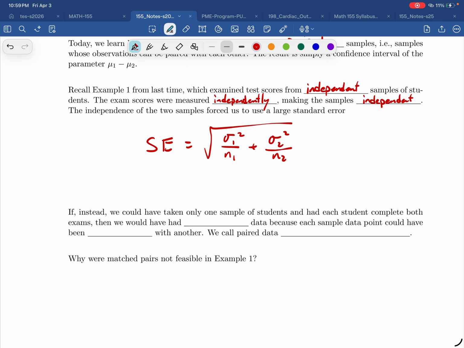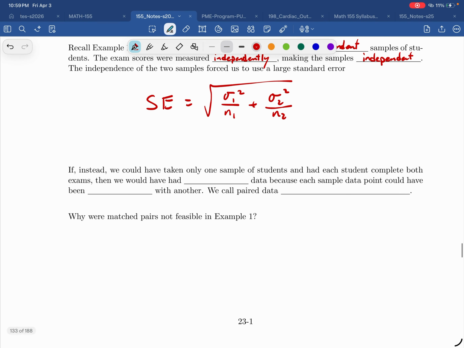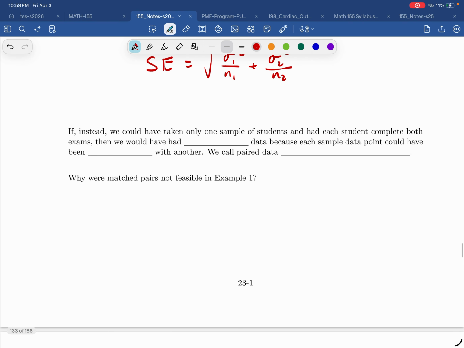Right, that guy. It's kind of bigger, and it's not a huge number, but it requires both standard deviations, you're adding them together, etc. It's kind of bigger than what we're used to seeing. But instead, if we could have somehow paired student one who took an online test with the first student who took a paper test, the second online student with the second paper student, etc., we could have had nicer numbers. And we would have had what's called paired data.